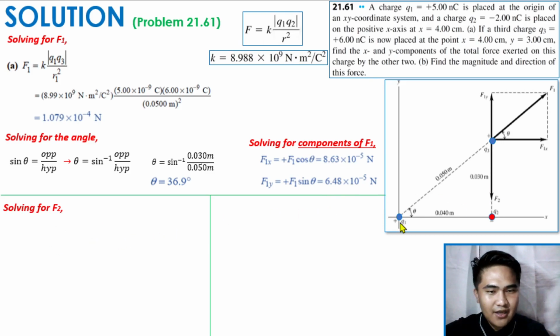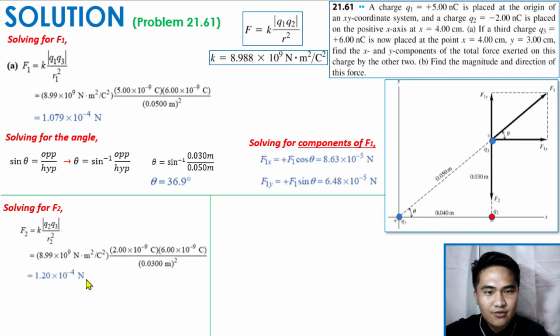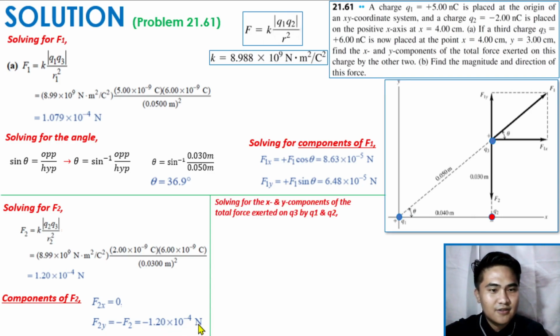Solving for F2, this F2. We have F2, Coulomb's constant, Q2, Q3 all over R sub 2 squared. So the distance between the two charges is 0.03 meters. Inputting the values, we will get 1.20 times 10 to the negative 4 Newton. The components of F2, obviously, it has no x component. Therefore, F2x is 0. And then F2y is negative because it is downward. We have negative 1.20 times 10 to the negative 4 newtons.